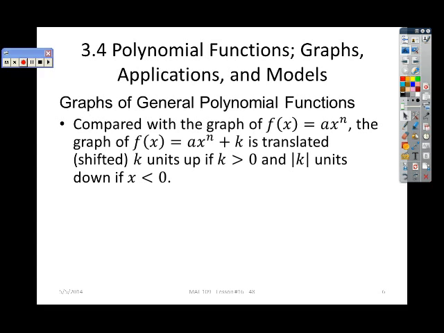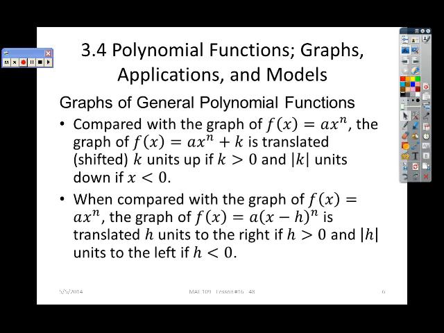If we add something to a function outside the function, it shifts it up. If we subtract, it shifts it down. If we subtract inside the function, we shift to the right. If we add inside the function, we shift to the left.